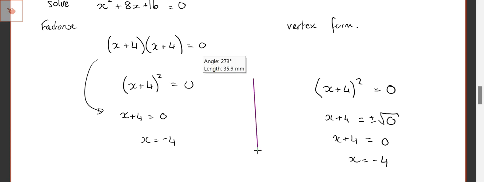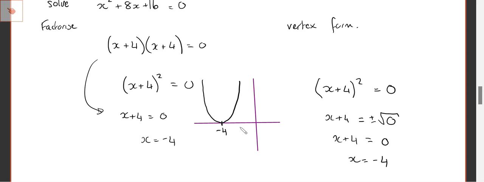So if we were to graph this, it would touch the x-axis where? Negative 4, yeah. That would be at negative 4. Where would it cross the y-axis? Yeah, well, 16, from this form. Right? What would its vertex be? Negative 4, 0.